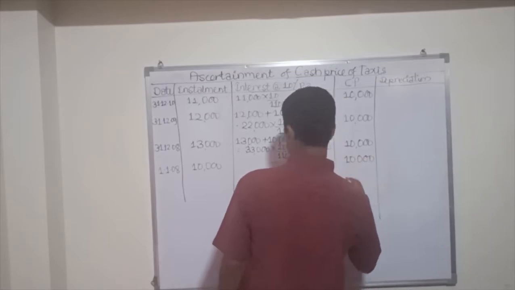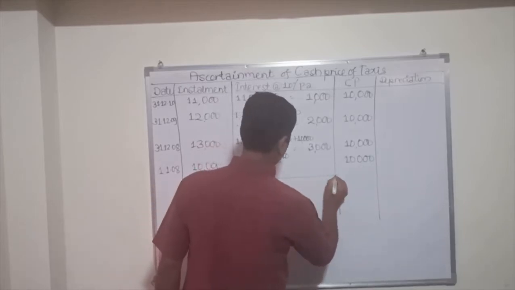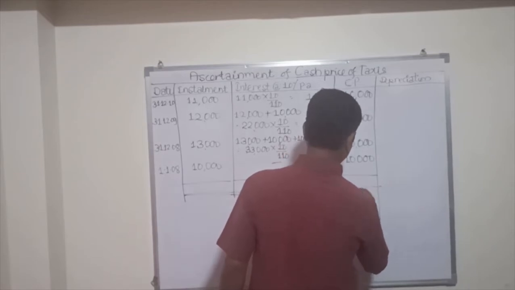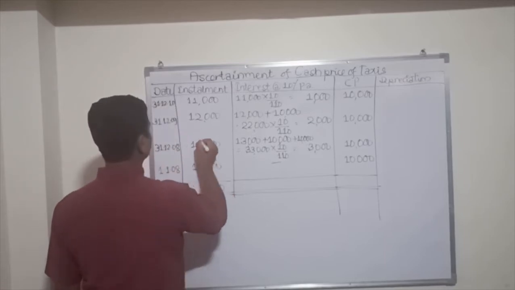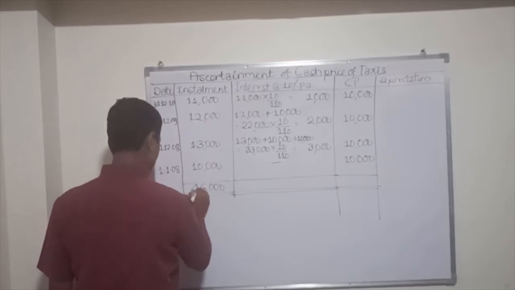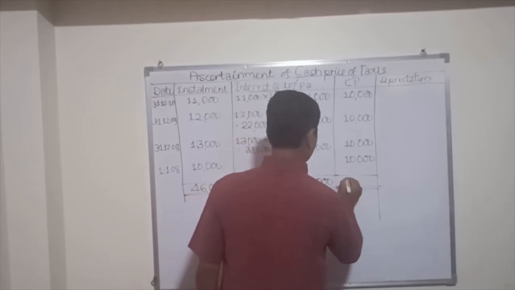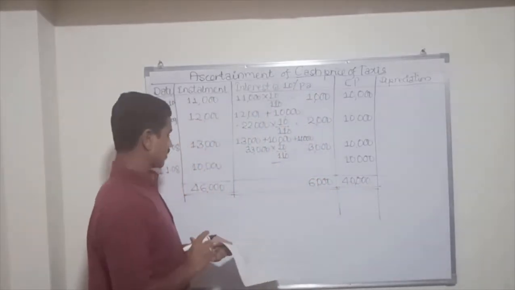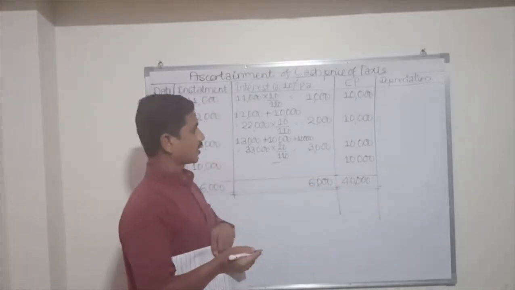So now let us take the total here. Adding the principal column gives 40,000, and the interest column totals 6,000, with the installments totaling 46,000. You can check it here also: 46,000 minus 6,000, you will get 40,000 only.